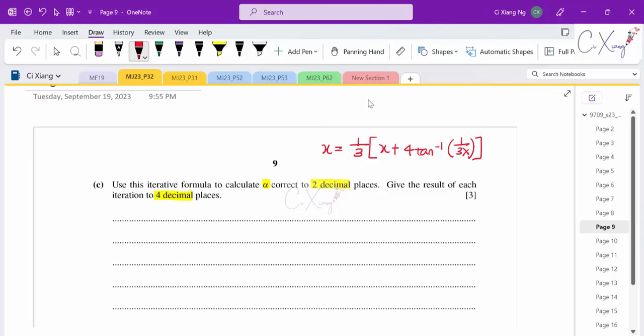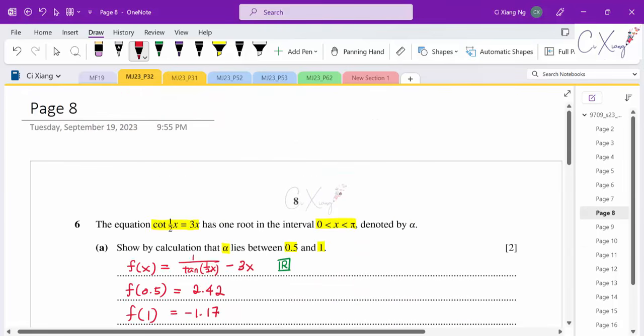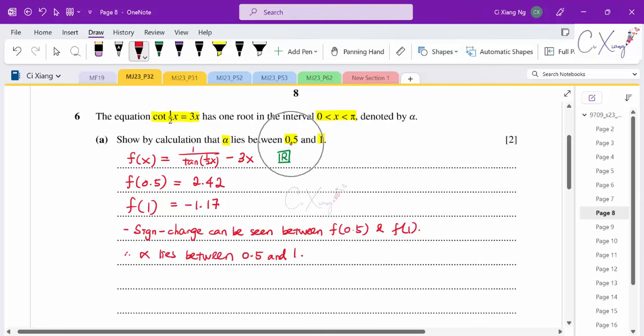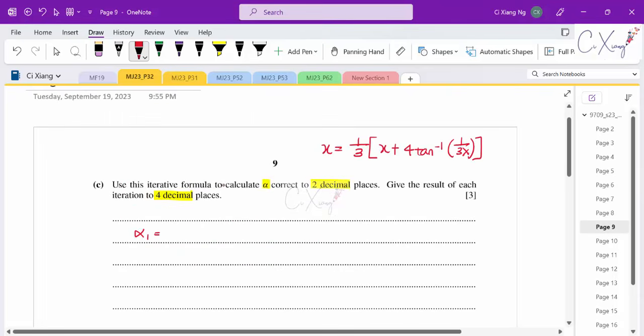So to find out the final answer for alpha, I need to have an initial value first. Usually for the initial value, I will refer to part A, where usually they ask us to prove the alpha lies between two values. That means the part where we use a sign change. So I will use that value as reference. In the first part, they are saying that alpha lies between 0.5 and 1. So you can use any value between 0.5 and 1 to start with. You can make it an initial value.